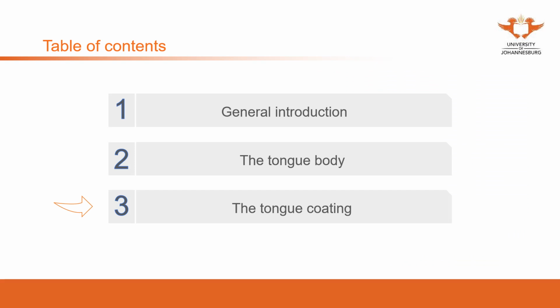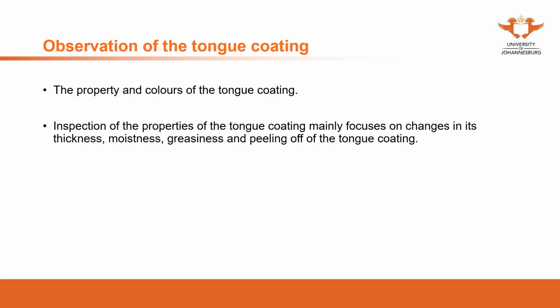Until now, we have introduced all information on the inspection of the tongue body, and now we're going to study the tongue coating, the inspection of the tongue coating. In observing the tongue coating, we're going to focus on the property and the colors of the coating, such as the thickness, moistness, greasiness, or peeled off. So we're going to introduce them one by one.